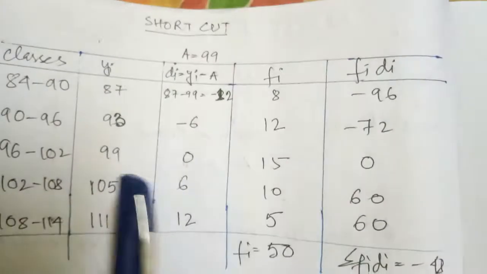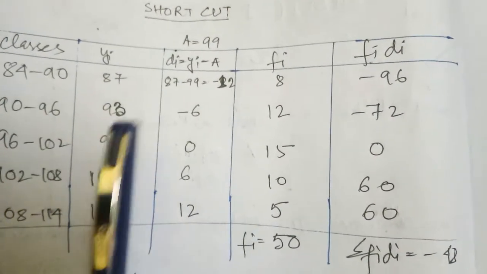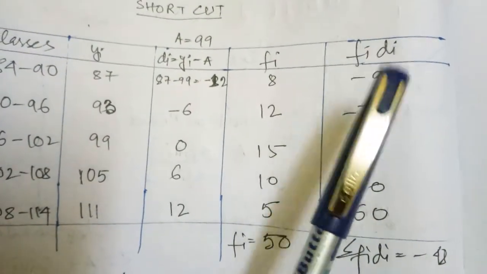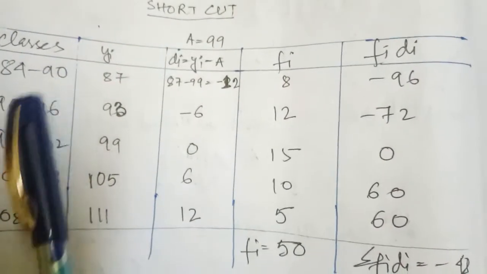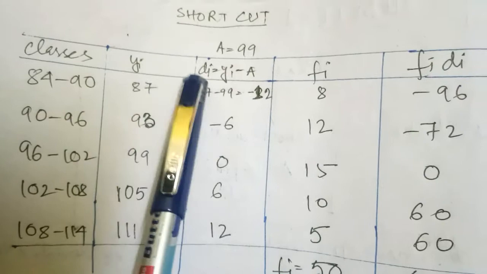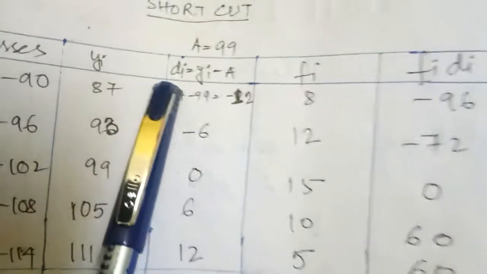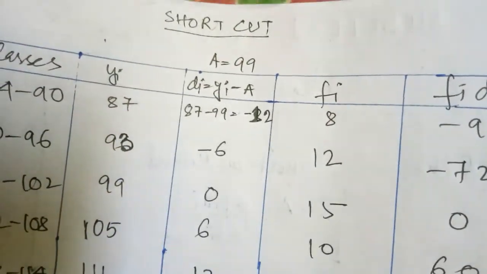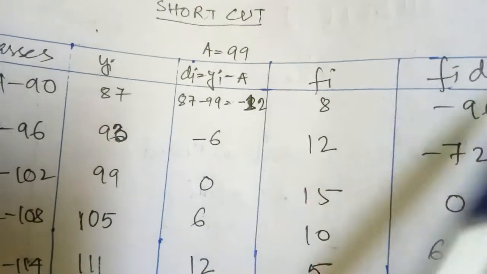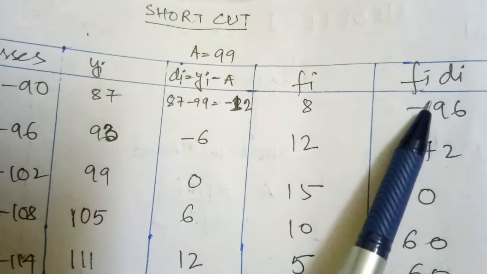Next we come to the shortcut method. In the shortcut method you will see there are 5 columns: 1, 2, 3, 4 and 5. The same thing: classes, ui which is the class mark. Now comes di, meaning ui minus a. Then it comes fi and fi into di.